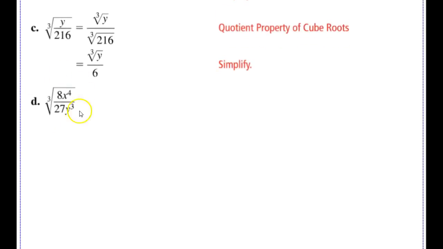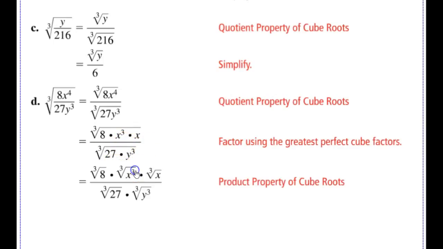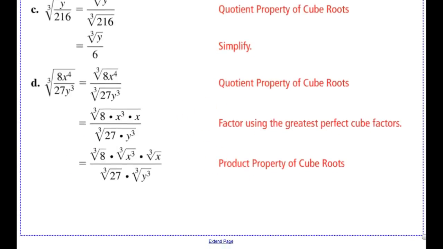This has lots of pieces going on here, and so we want to use everything that we've learned so far. So the first thing I do is use my quotient property of cube roots. So I can look at the numerator as one thing, and I can look at the denominator as one thing. Then I'm going to factor out what I see and what I'm trying to pull out. So I factor the numerator and I factor the denominator. Now I use my product property. So here we're using both properties in the same problem, and that is absolutely great.